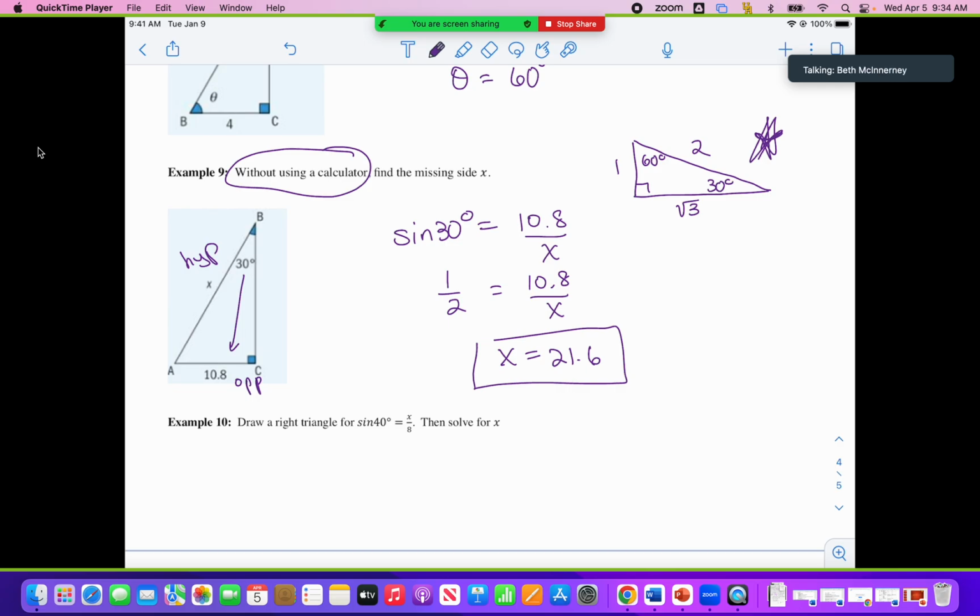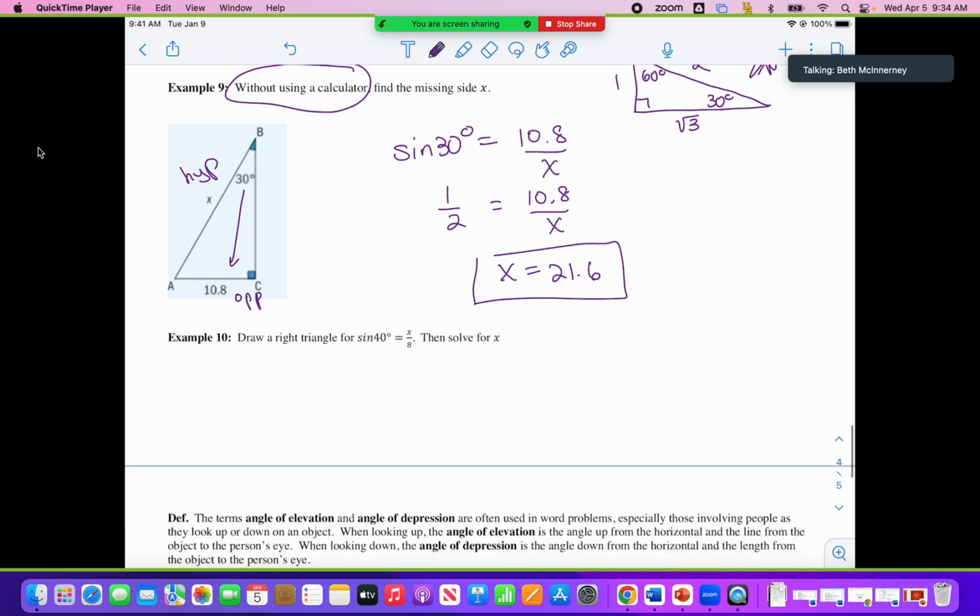You're welcome. All right, so let me go ahead and draw this, and it doesn't matter what direction you do this, but do you see that the 40 degrees is here? And you could have put it up in the top, that's okay. Then across, if this is opposite over hypotenuse, the hypotenuse is 8, and then across from it is x. So can you draw the picture based on the equation?